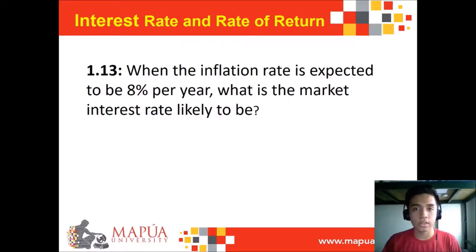So, interest rate and rate of return, problem 1.13. When the inflation rate is expected to be 8% per year, what is the market interest rate likely to be?